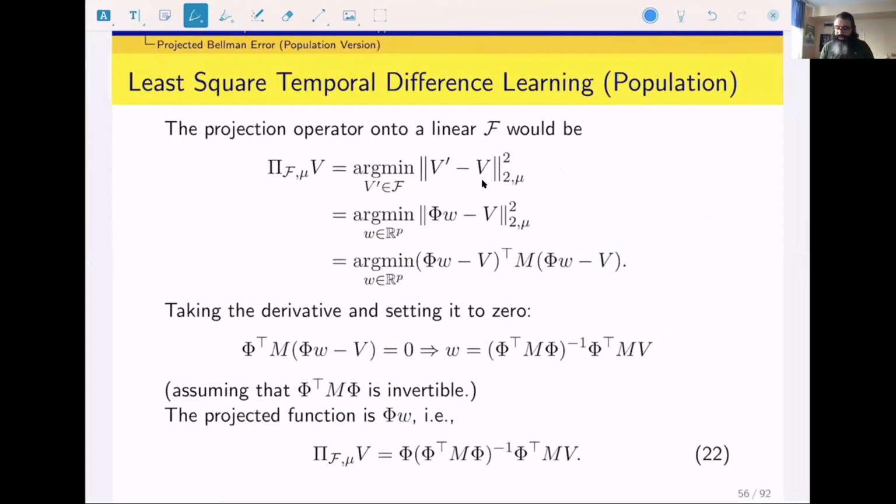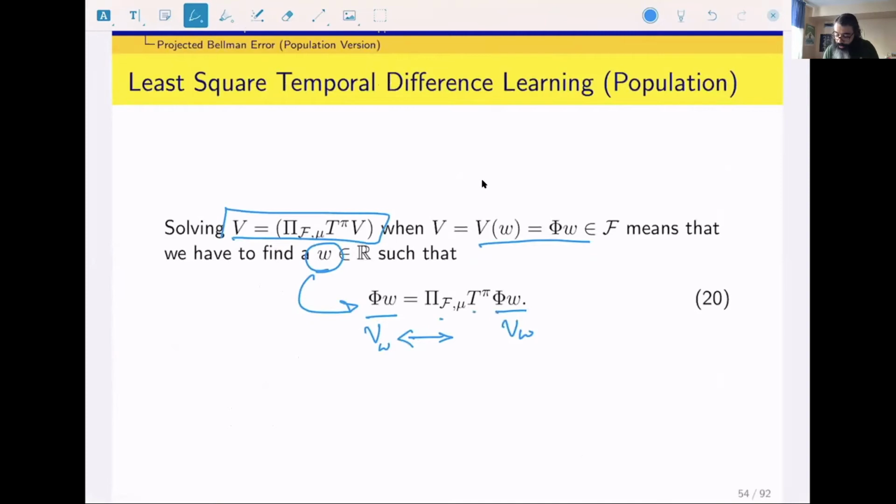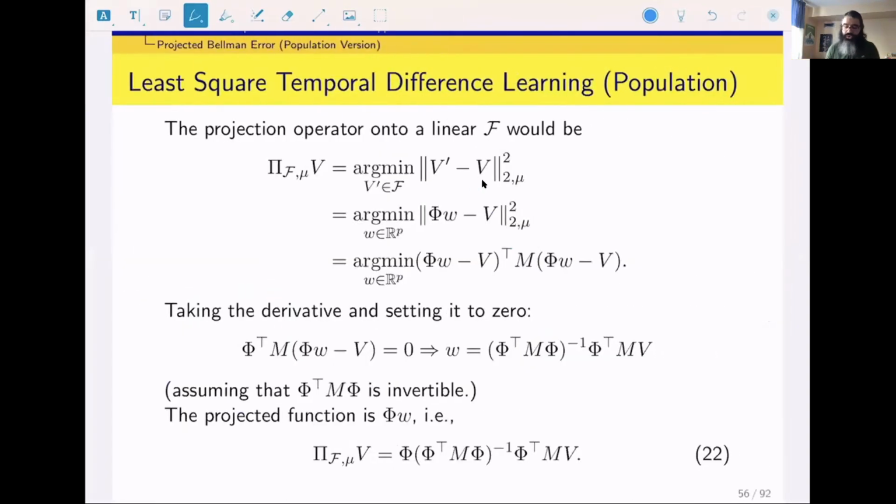Okay, then what I want to do is essentially write this completely in matrix form. So one thing that I need to do is write this projection operator in a matrix form. And I promised when we have a linear function space, we can have a closed form solution for it. So I just want to show what it is. This is a kind of standard result, but still.